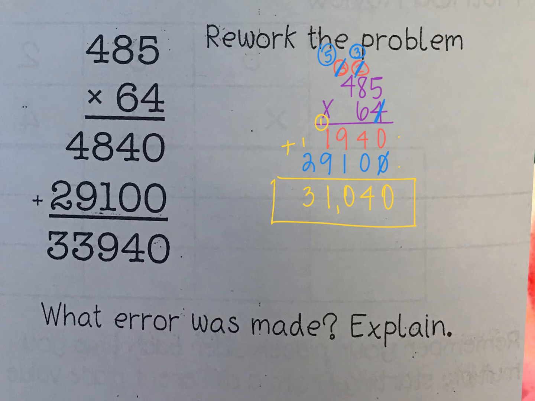All right, so what error was made? How can we explain that in words? You guys were kind of pointing and kind of explaining a little bit, but can anybody come up with a way to explain that in words? They multiplied the wrong number. What did they multiply instead? They multiplied the 6 instead of the 4.